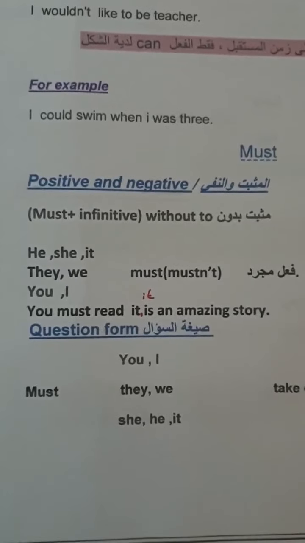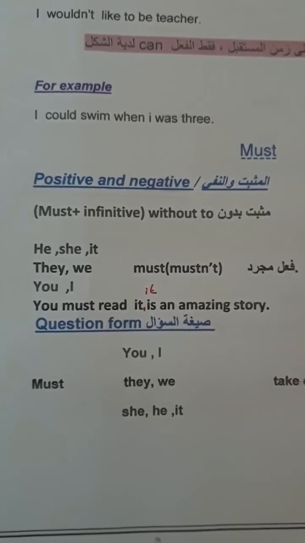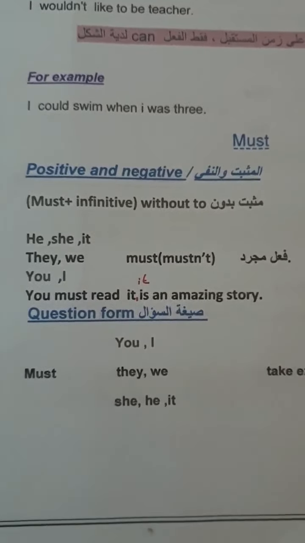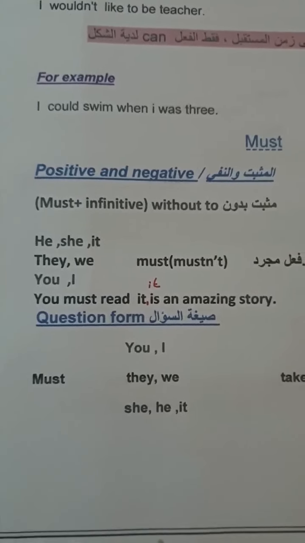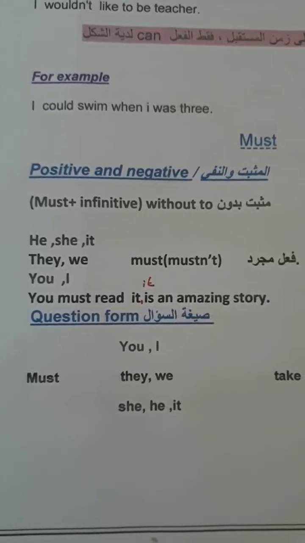For example, you must read it. It is an amazing story. So the obligation comes from you and your feelings. يعني هو الإلزام من داخل الشخص. In a question form راح تتقدم المust وبعدها السبجكت وبعدها base form of the verb.